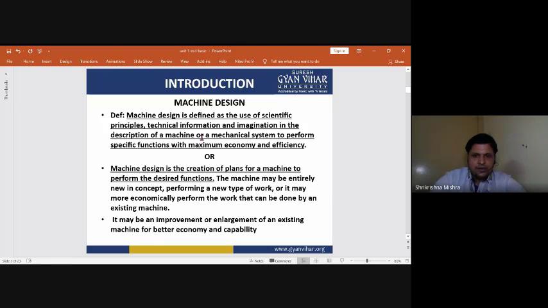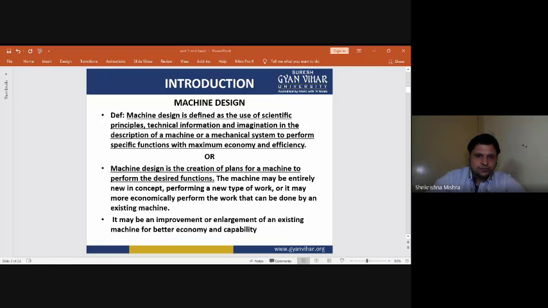Now, we can say that the machine may be entirely new in concept, or it can be some improvement of an already existing concept. In a way, the machine may be entirely new in concept, performing a new type of work, or it may perform more economically the work that can be done by an existing machine. It may be an improvement or enlargement of an existing machine for better economy and capability.